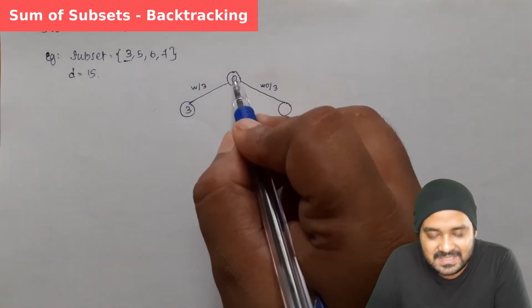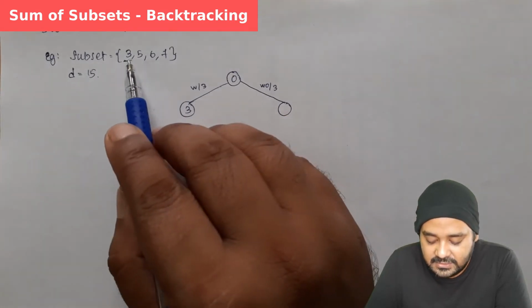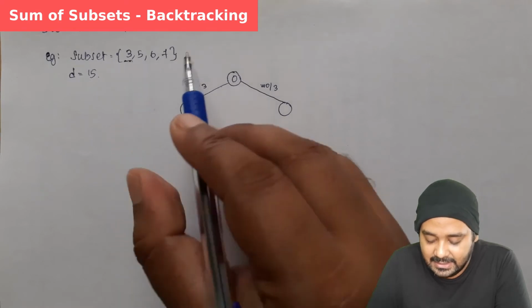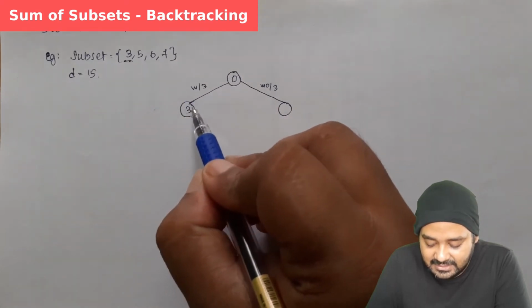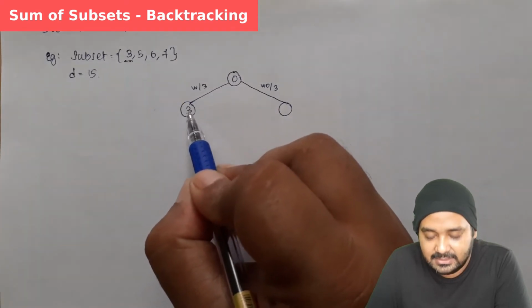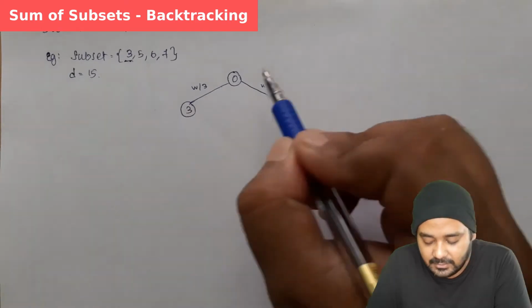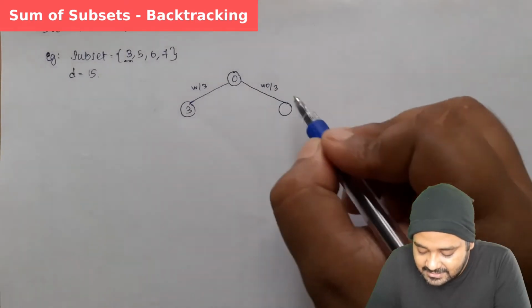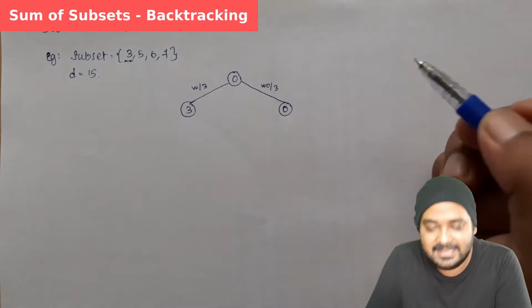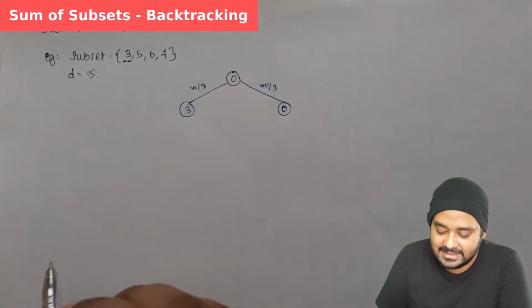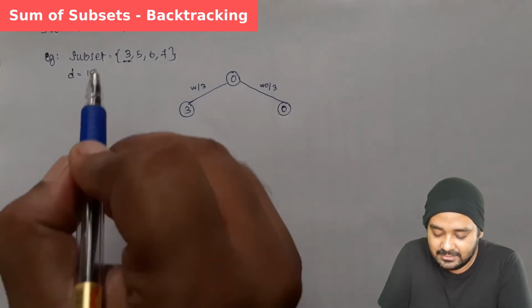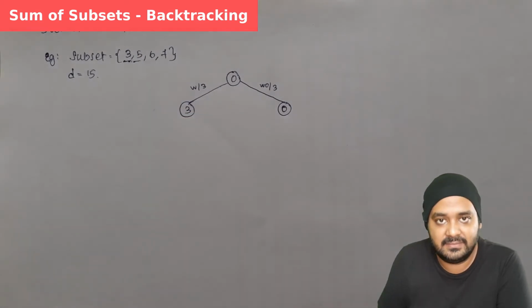Initially my sum is equal to 0. The first element I have taken is 3, so whenever I travel with 3, my sum becomes 3. Traveling without 3 means my sum stays 0. For the next level of the tree, we take the next element and travel further.